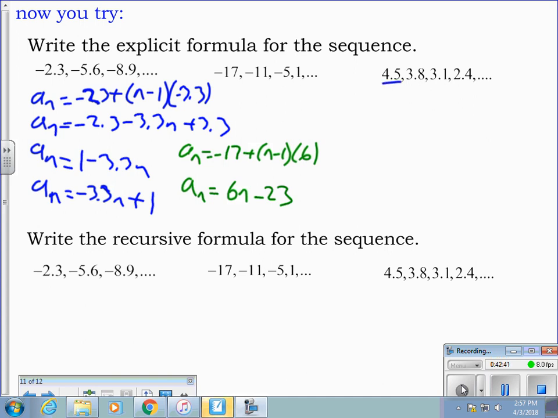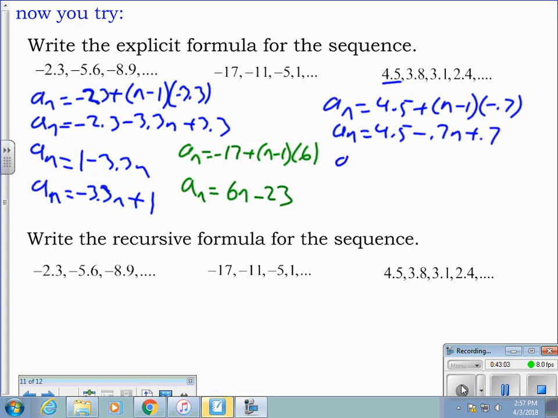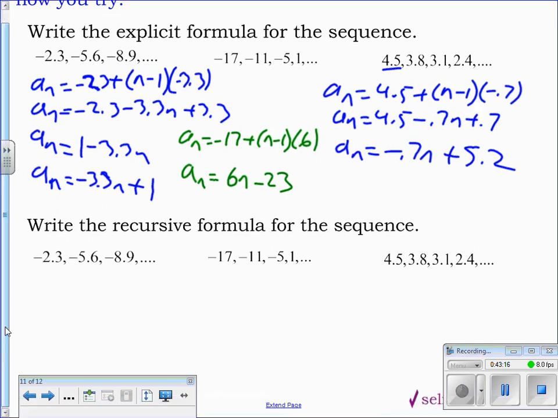And this one, a sub 1 is that, and your D is negative 0.7. A sub n equals 4.5 plus n minus 1 times negative 0.7. So a sub n equals 4.5 minus 0.7n plus 0.7. A sub n equals negative 0.7n plus 5.2. Victory there. Okay. And then the recursive one, piece of cake.